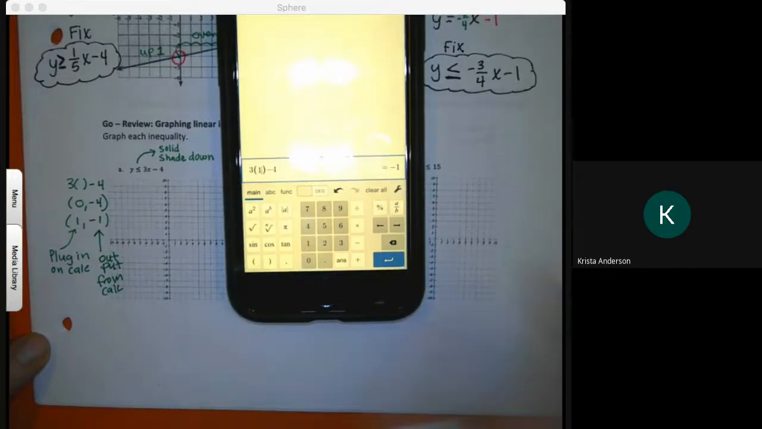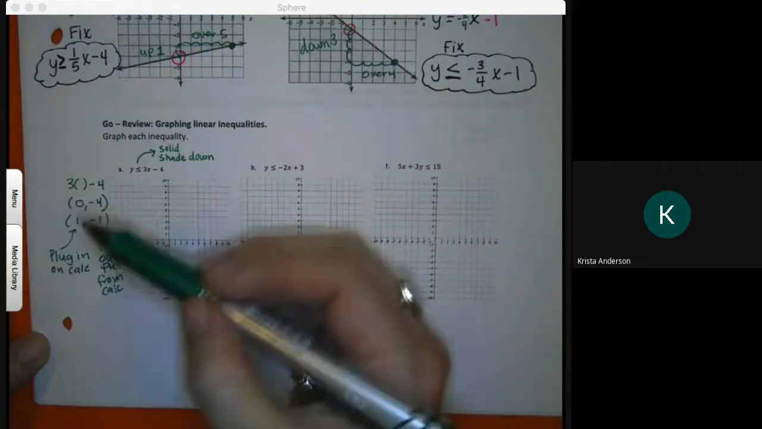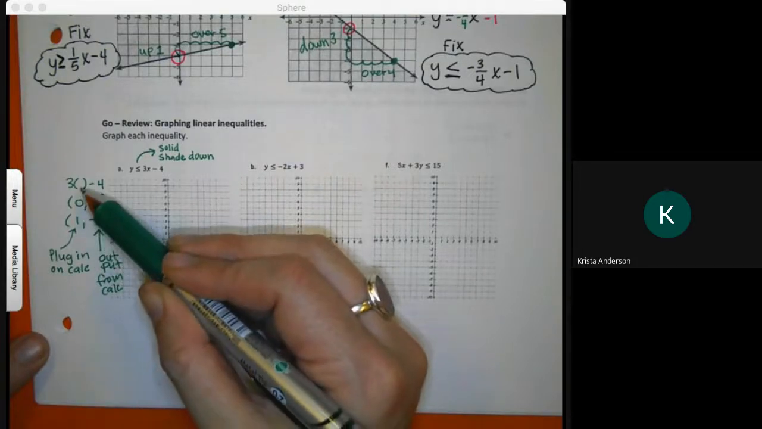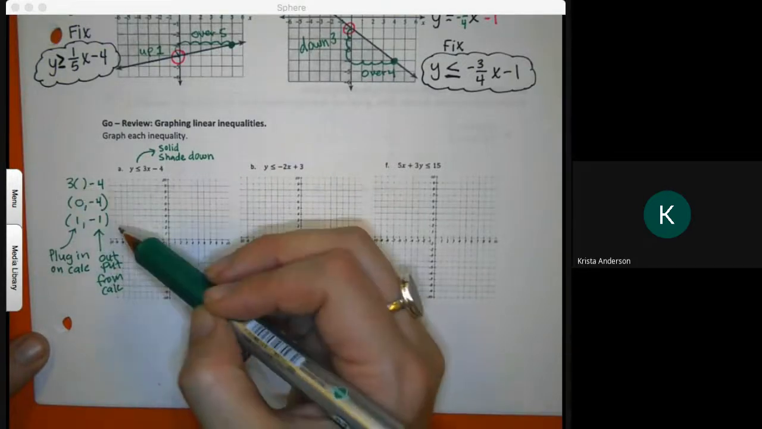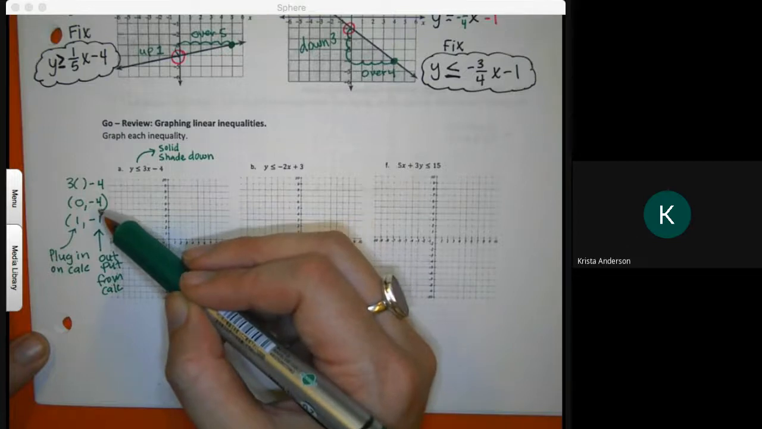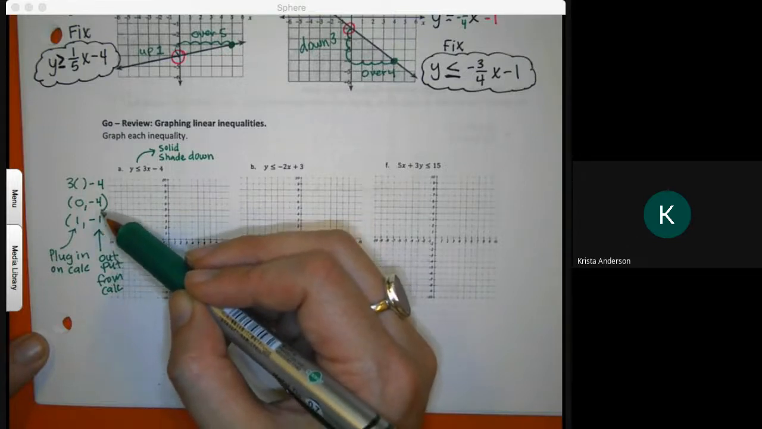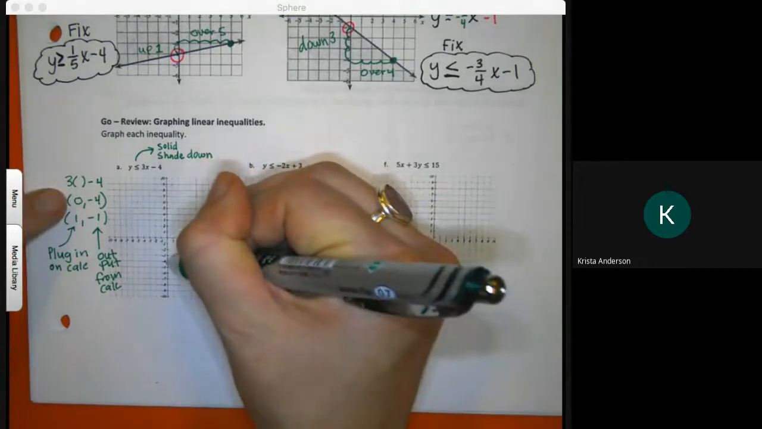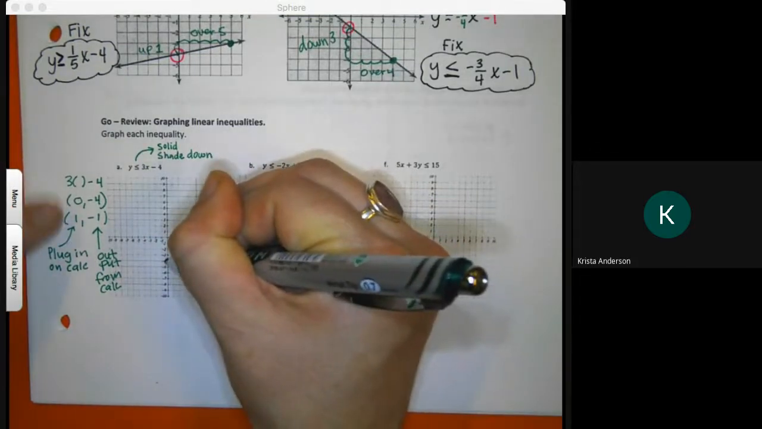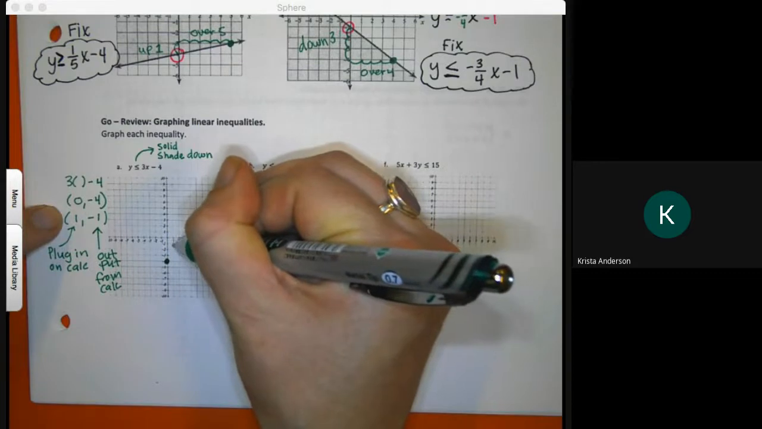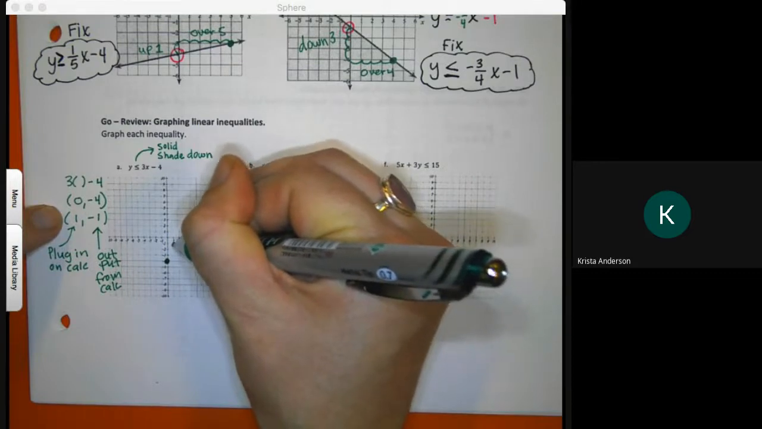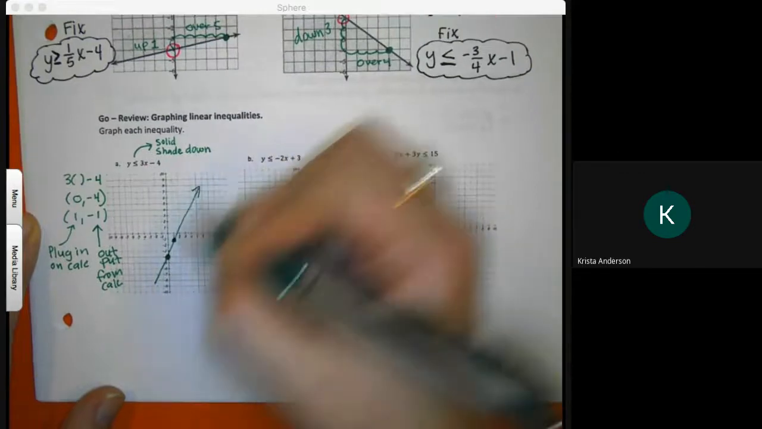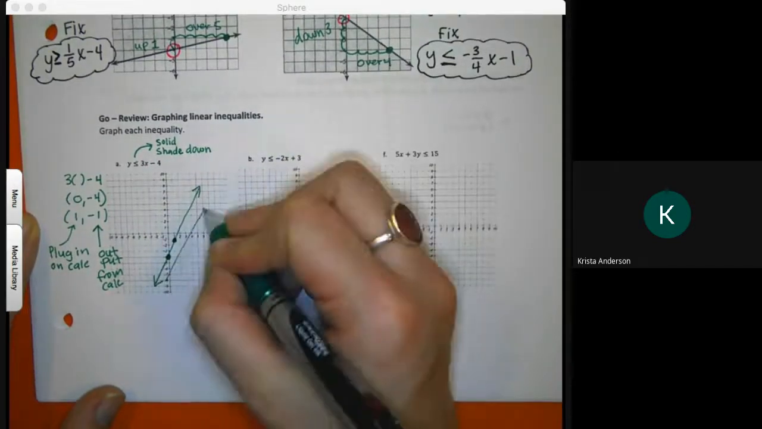So I plugged these numbers into my equation, and these are the numbers that my calculator put as outputs. When I graph these, 0 down 4, click. 1 is down 1, click. I then do a solid line and shade below, shade down.